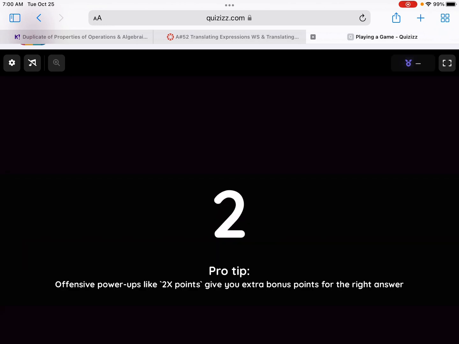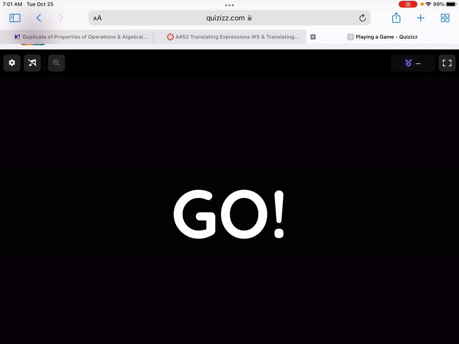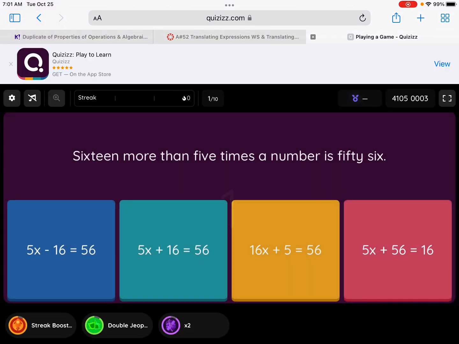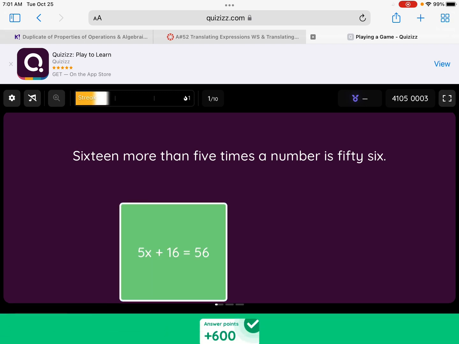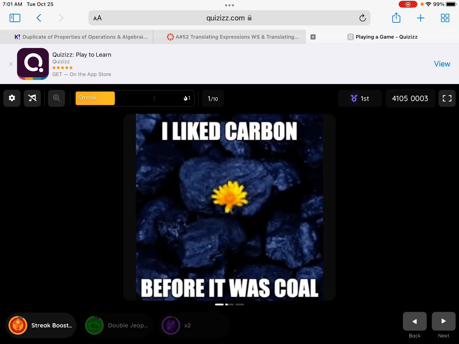This one is on equations. 16 more than 5 times a number is 56, so it's equal to 56. 16 more than means add, but it's 5 times a number. So it's 5 times, and I'm going with that one. All right, glad it shows you one answer if you watch the video.